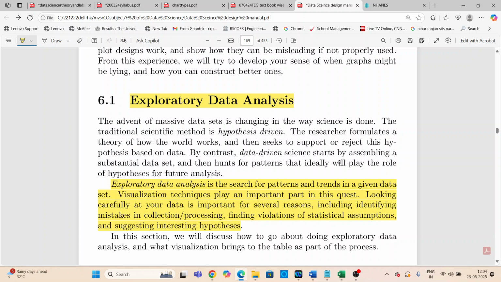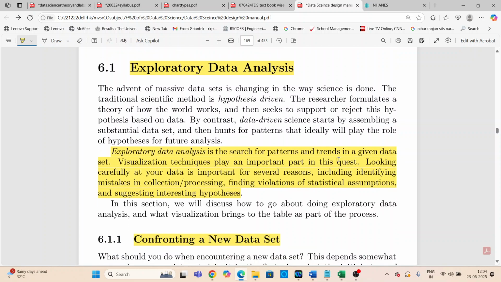Understanding my data set, trying to find the patterns, trying to find the trends in the data. And therefore, for exploratory data analysis, I'll be using visualization techniques. I'll be using a lot of plots and graphs, and I'll be using summary statistics. Okay.